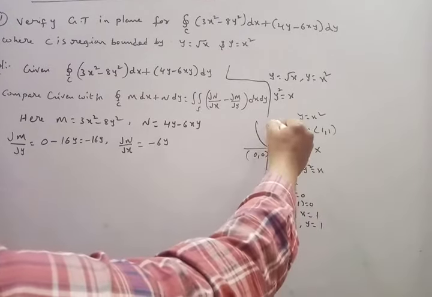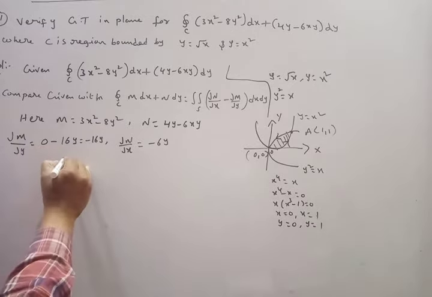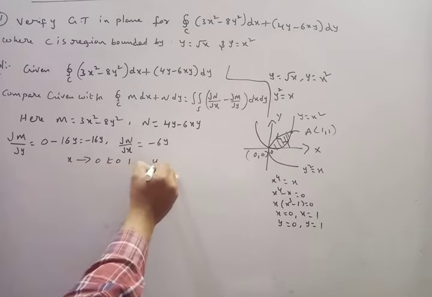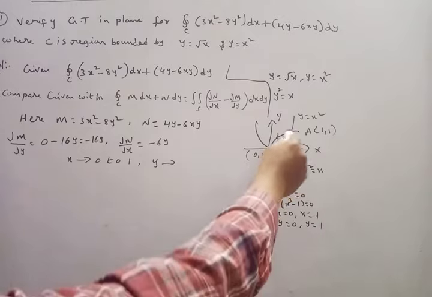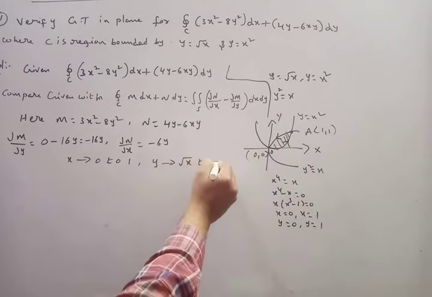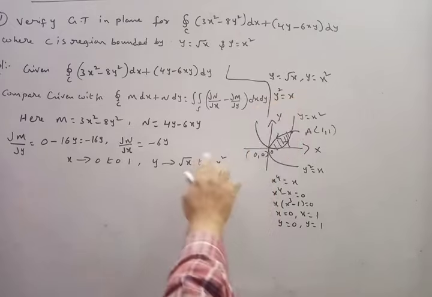This is our x axis, this is our y axis. Understand? So what are the limits here? X varies from 0 to 1. And y varies from, we are going along this curve, then we are coming back along this curve. What is this curve? Y is equal to root x to x square. Y varies from root x to, we are going along this curve first.